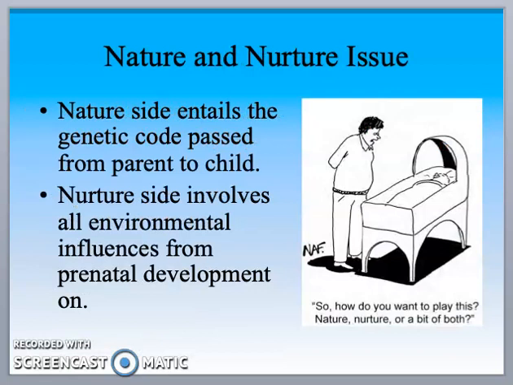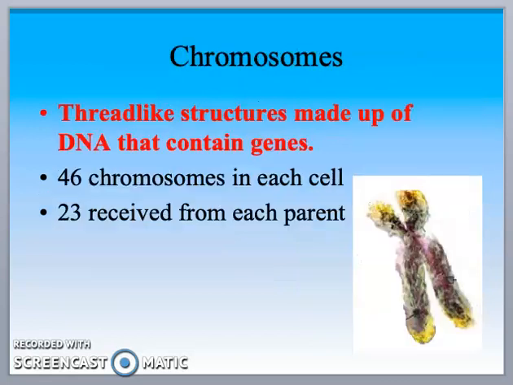So nature deals with that genetic code that is passed from parent to child, while nurture deals with all the influences that your parent involvement is. I'm shaped a lot by how my parents raised me. Everyone is shaped by how they are brought up and their beliefs with that. Now, chromosomes, as I mentioned earlier, you have 46 chromosomes. 23 come from your mother, 23 come from your father. And this is what creates your DNA.